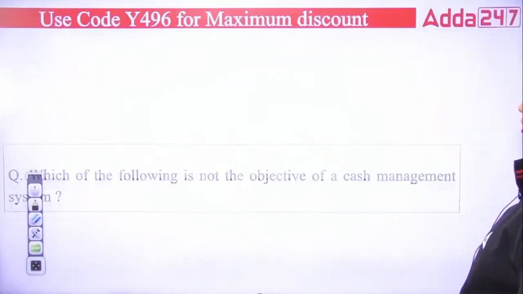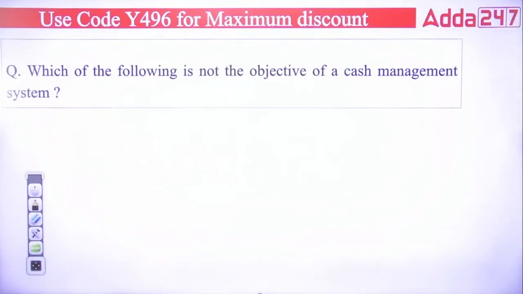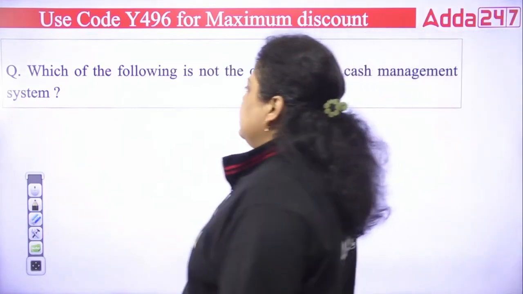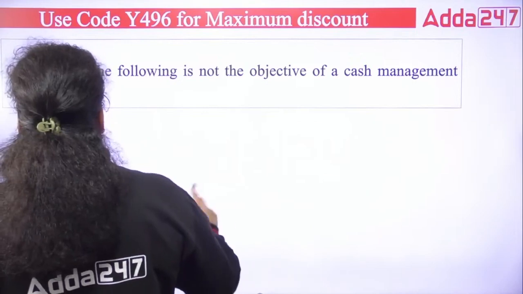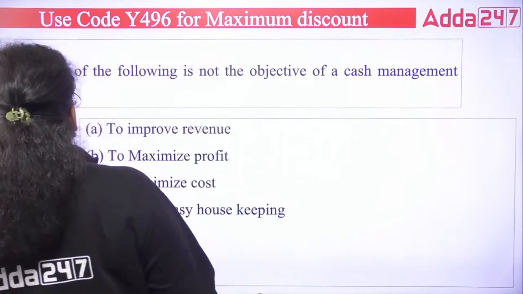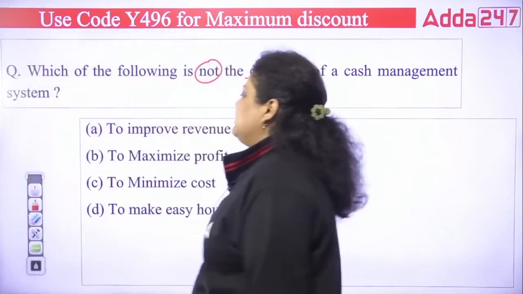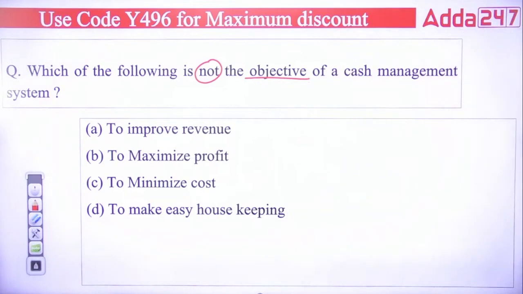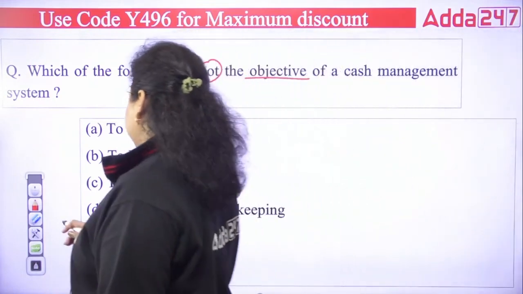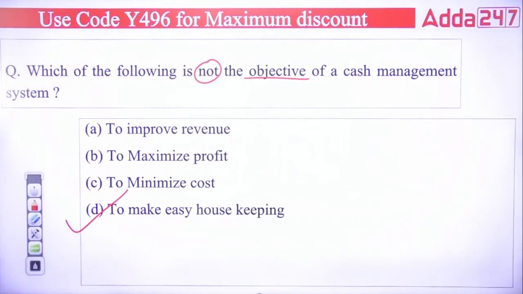So let's start with the MCQ. Okay, and do let me know which of the following will be right. First is asking, which of the following is not the objective of a cash management system? First option is to improve revenue, to maximize profit, to minimize cost, to make easy housekeeping. Which of the following is not an objective of your cash management system? A, B, C or D? And the right answer for this particular question will be D, to make easy housekeeping.